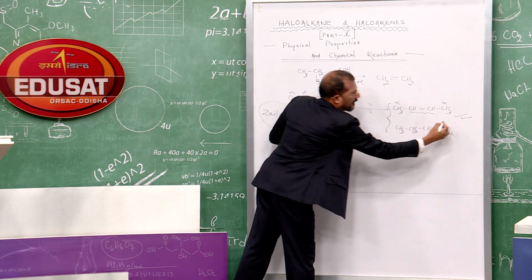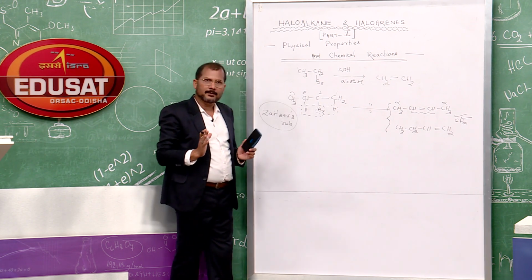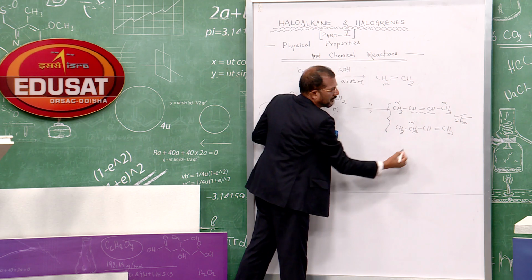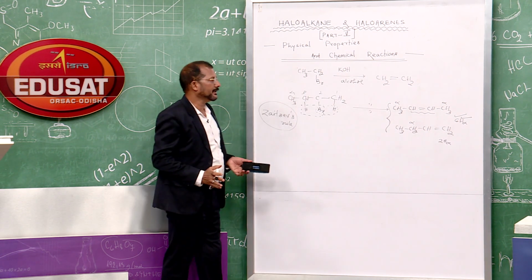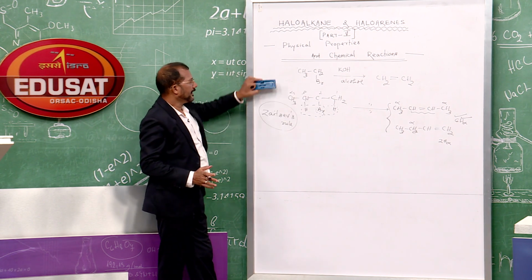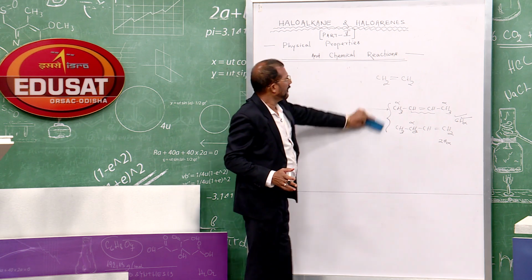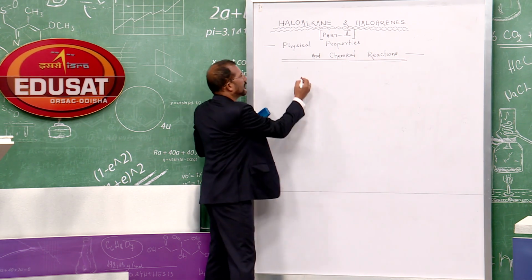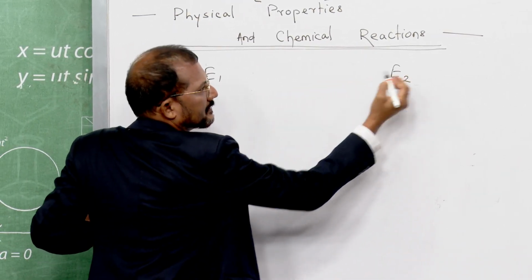There are 6 alpha hydrogen atoms which are responsible for the phenomenon of hyperconjugation, and here there are only 2 alpha hydrogen atoms. So this is the major product according to the Zaitsev rule. Again, in elimination there are two different types of elimination reactions. One is unimolecular elimination reactions, another is bimolecular elimination reactions.